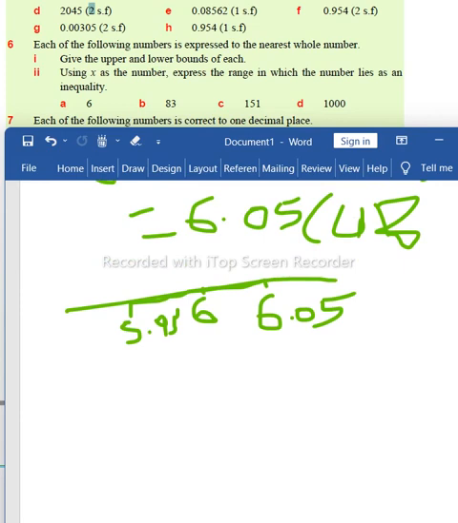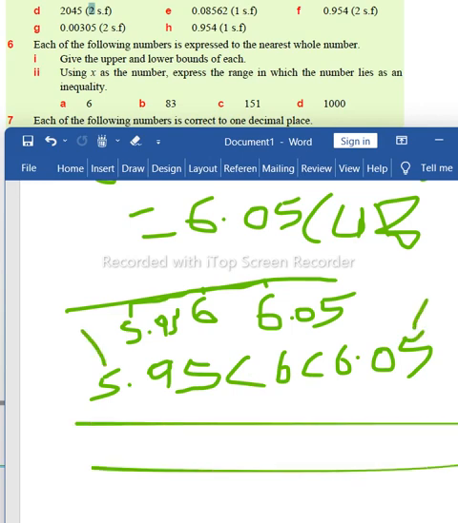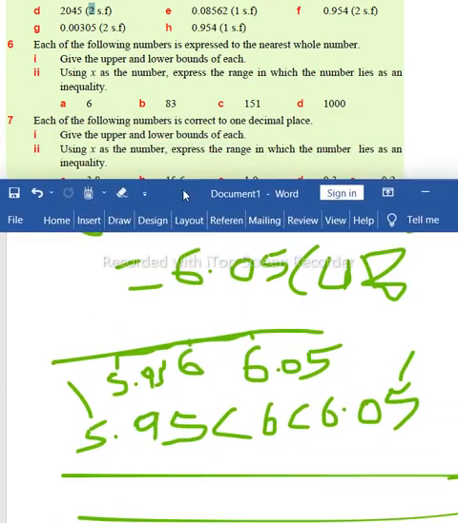Using inequality we can also write that 5.95 is less than 6, and 6 is less than 6.05. So this is the upper bound and this is the lower bound of 6. So this is all about question number 6, letter A.